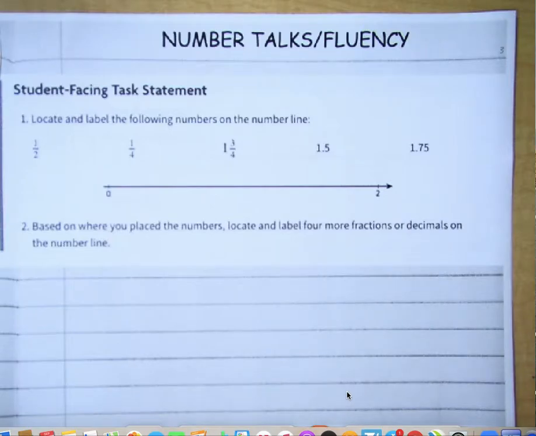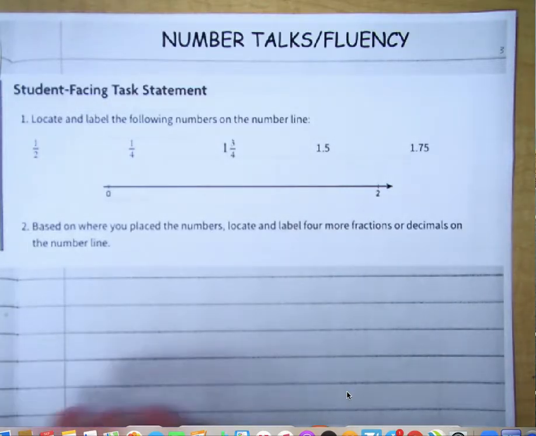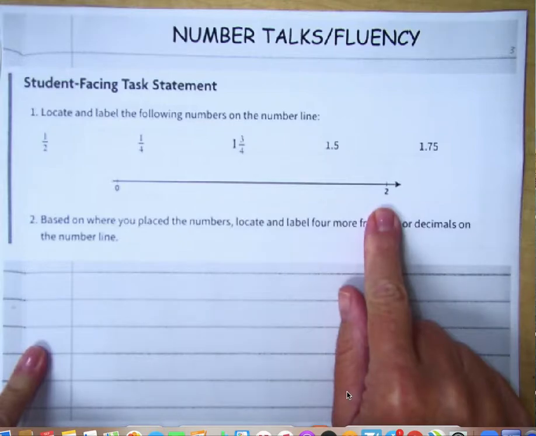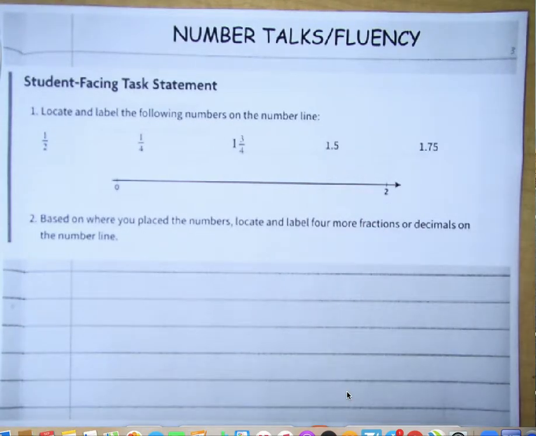Okay, so for our warm up today, we've got a number line and we've got some numbers, some decimals, and some fractions that we want to place on this number line. Then, based on where you place the numbers, locate and label 4 more fractions or decimals on the number line. I'm going to stop. I want you to pause the video and take 1 or 2 minutes to try to do this. Notice you've got 0 here and 2 down here.